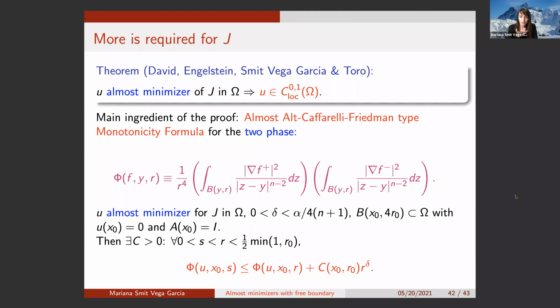That is not quite the same as what Alt-Caffarelli-Friedman had, but that wouldn't be expected because we don't have minimizers. But the form of our error, which is R to the delta, for a delta that we can somewhat control depending on our dimension and on alpha, which was the power coming from our error term, was enough for us to control the oscillations of our functions in small intervals, and allows us to prove that in the two-phase case, we also have Lipschitz regularity.